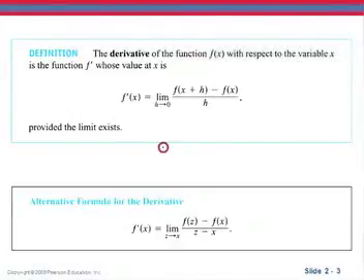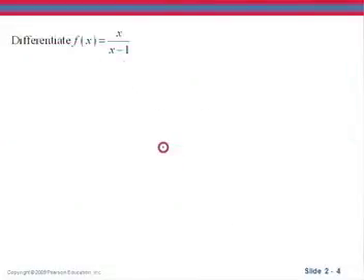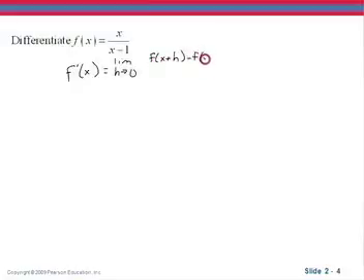Now I'm going to show you an example of finding the derivative using each one of these formulas. First I'll use the definition derivative formula. And we have f of x is x divided by x minus 1. So if we use the formula, or the definition, f prime of x is the limit as h approaches 0 of f of x plus h minus f of x divided by h.